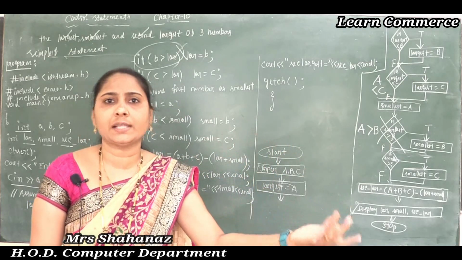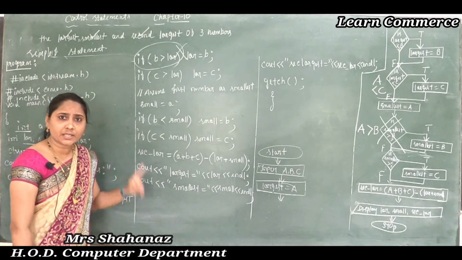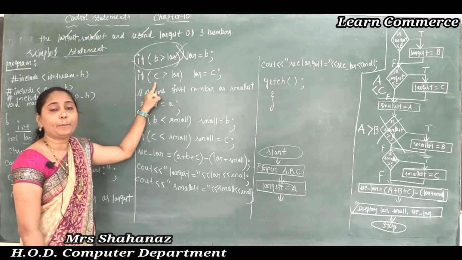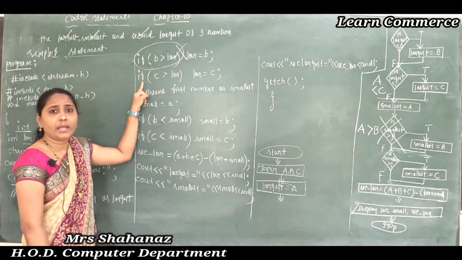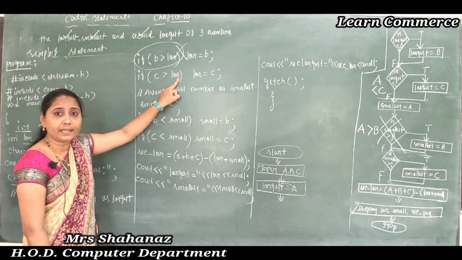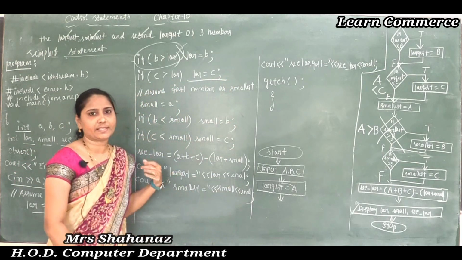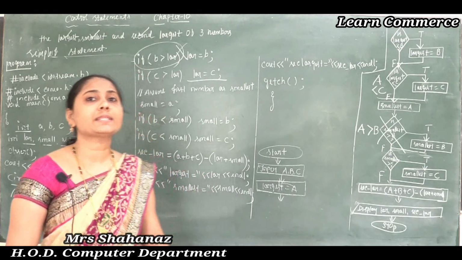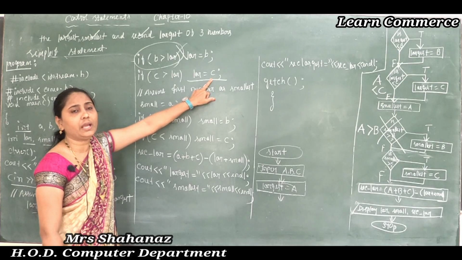Maybe a is the largest or b is the largest. Anyone will be the largest here, and whatever the largest value is, that value is compared with the next value. So if c value greater than large, if the condition is true this statement is going to execute. This statement is large value is equal to c semicolon. The statement is terminated by using the semicolon.